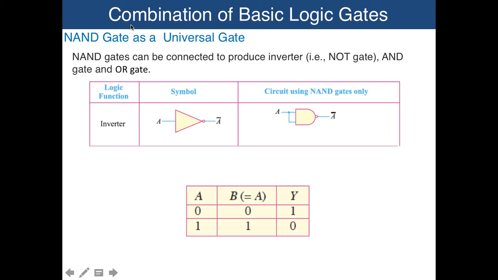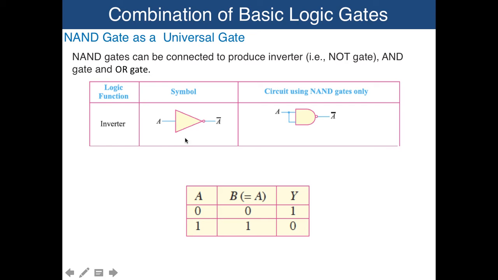Third one, this is the NAND gate, and NAND gate can be used as a universal gate. Why? Because you can make the AND gate, NOT gate and OR gate from the NAND gate. That's why it's universal.